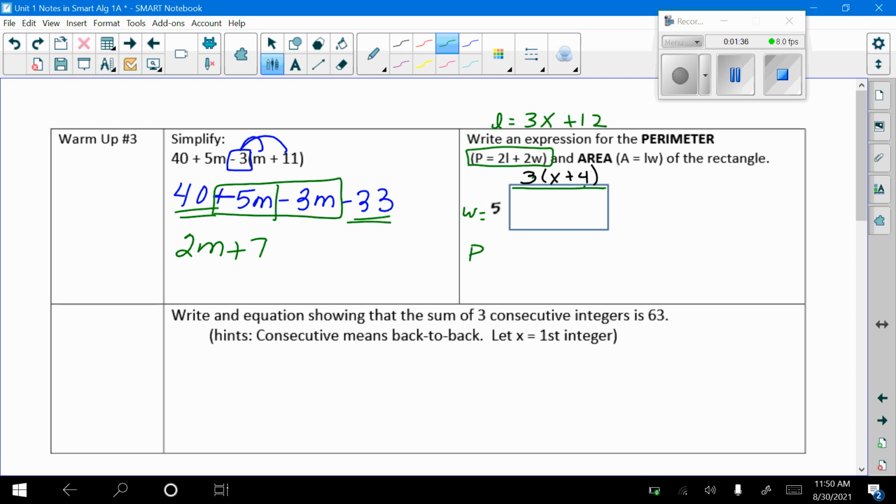So perimeter is equal to 2, the length, which ends up being this part, 3x plus 12, plus 2, and then the width of 5. And then simplify those. So now again, I have to do some more distributive property. So I end up with 6x plus 24, because 2 times 12 is 24, plus 2 times 5 is 10. And then combine like terms. So combining like terms, I would put these two together. So I'd have a 6x plus 34. And this would be units.